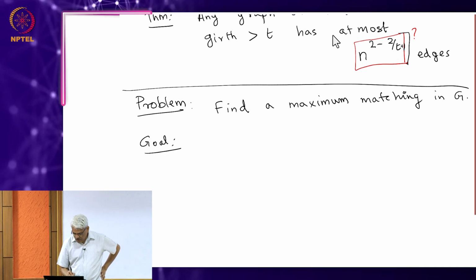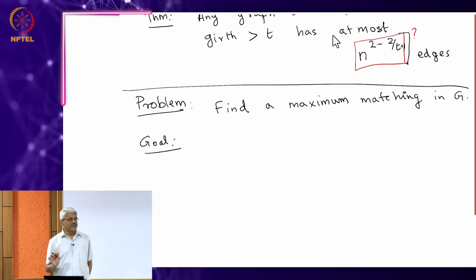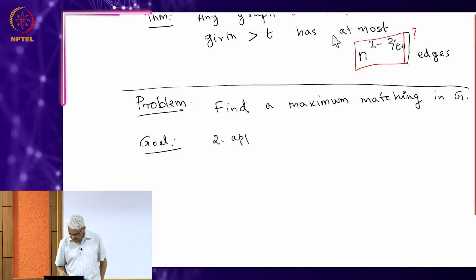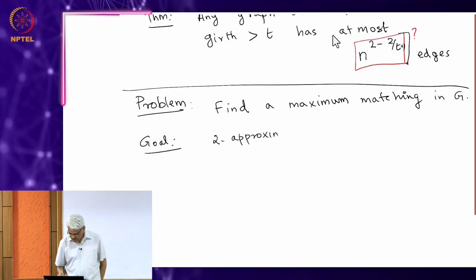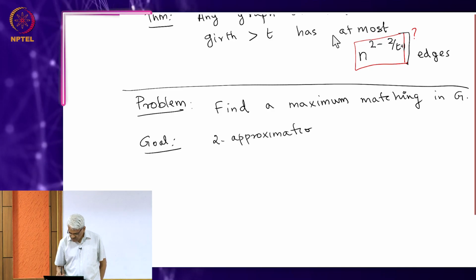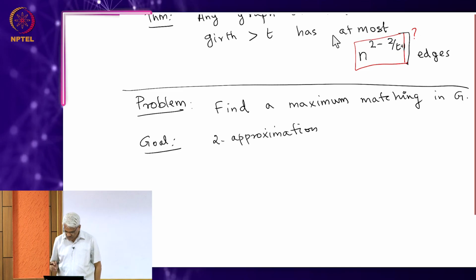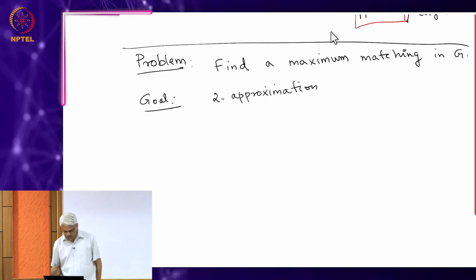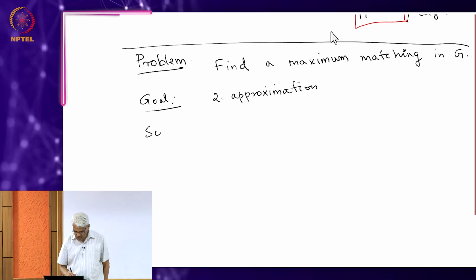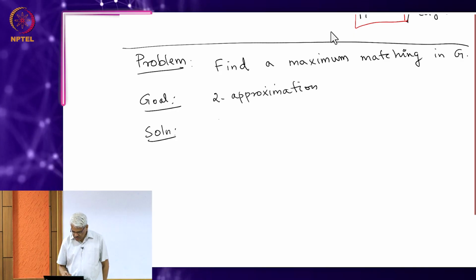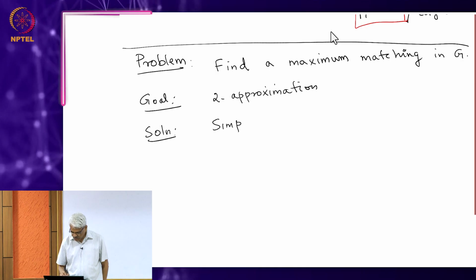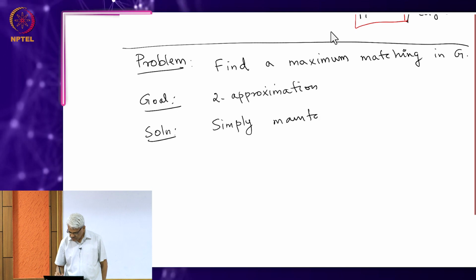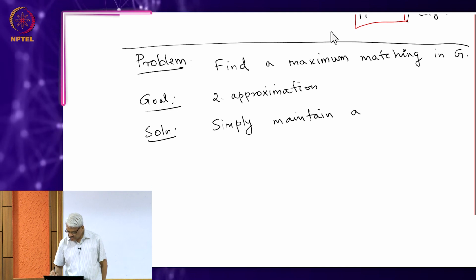On the other hand, 2 approximation is fairly trivial. Okay. So, what is the 2 approximation? Solution, simply maintain a maximal matching.